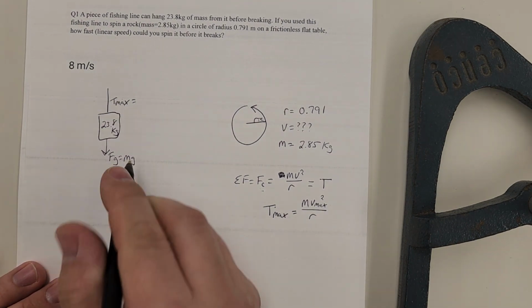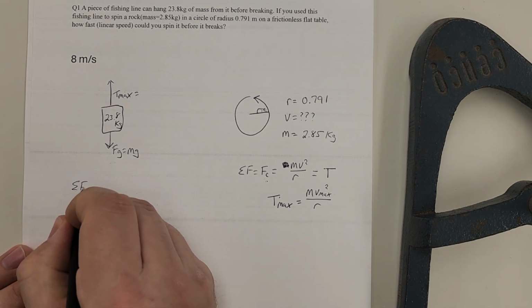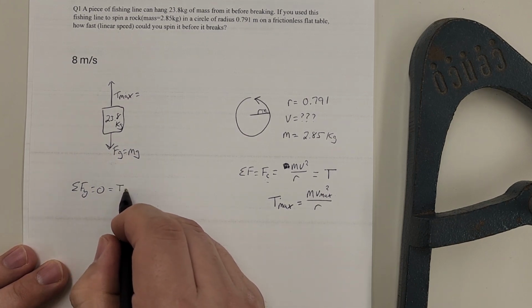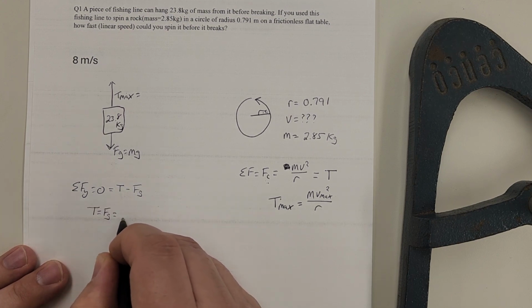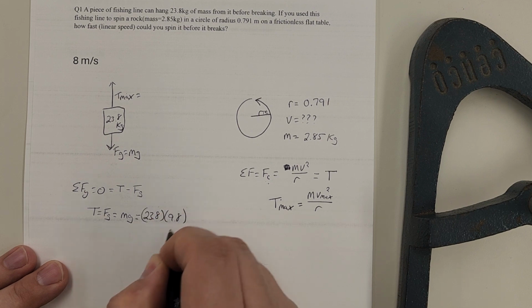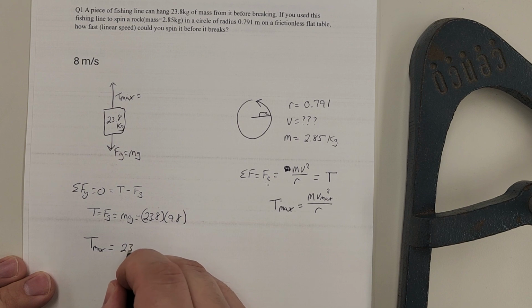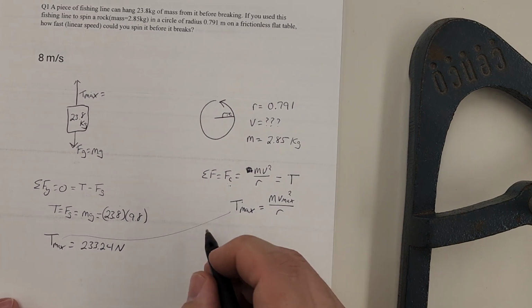Okay, so first one, let's figure out what the T max is. These I know are in equilibrium, which means the sum of the forces in the y is 0, which means that T minus Fg is 0, so T is equal to Fg. Fg is equal to mg, which is 23.8 times 9.8. So our T max is 233.24 newtons.